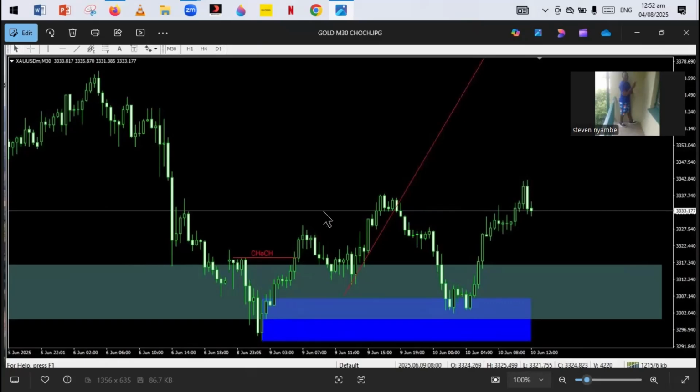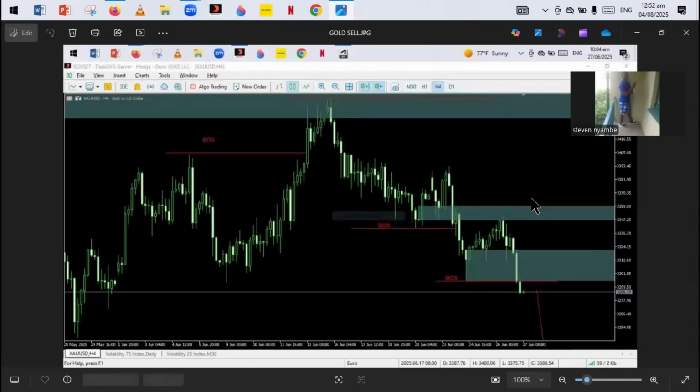So look at what happened. Change of character. Price will always come back to tap into this order block, and then look at what happened. Look at that sniper entry here. So it tapped in and then pushed up.